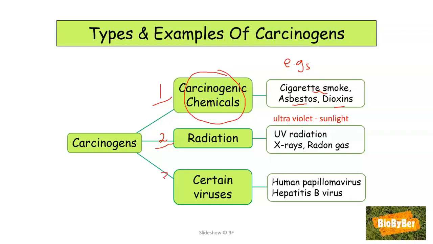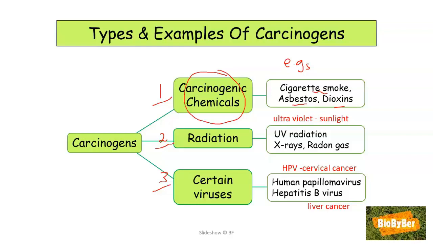Viruses are the third type of carcinogen. Papillomavirus is responsible for causing cervical cancer in females. You might recall in school that you were given a vaccine, perhaps in first year, against the HPV virus. Other viruses, like the hepatitis B virus, they have the potential to cause liver cancer.